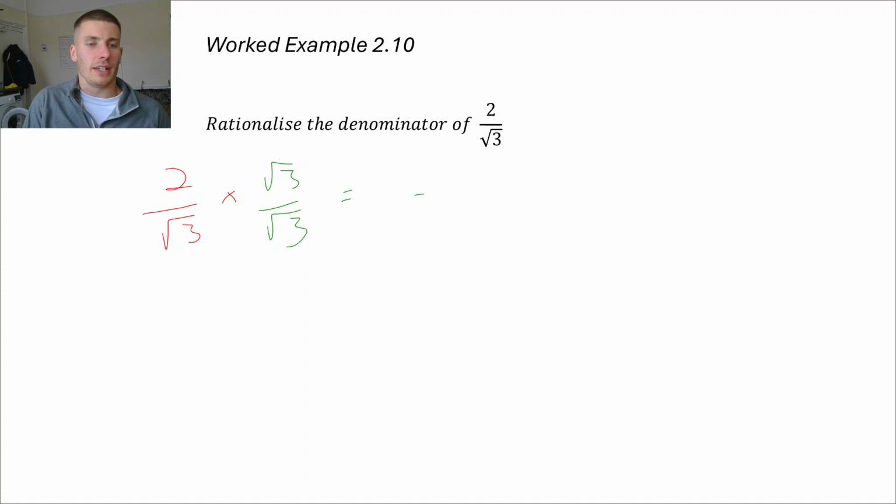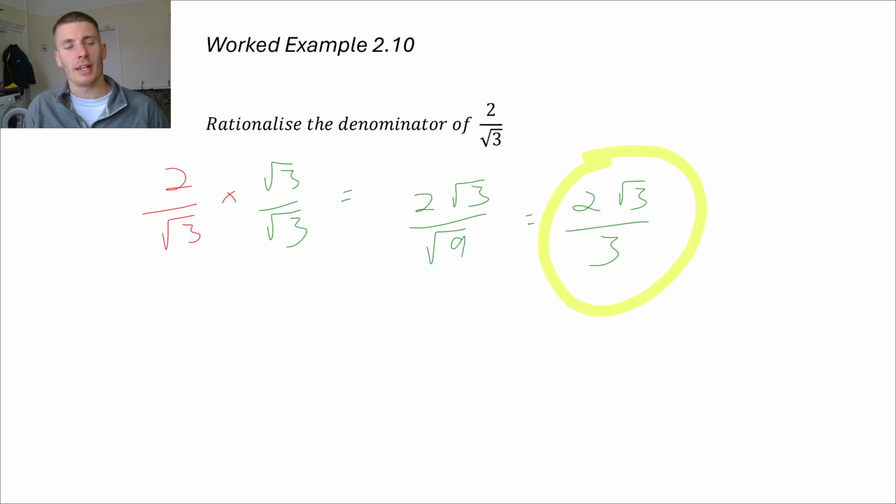We simply write it as 2 root 3 over what is root 3 times by root 3. You can just write it as root 9, so over root 9. So it's going to be 2 root 3 over root 9, which is equal to 3. So this is your answer, 2 root 3 over 3.